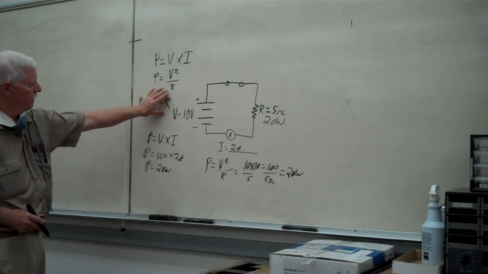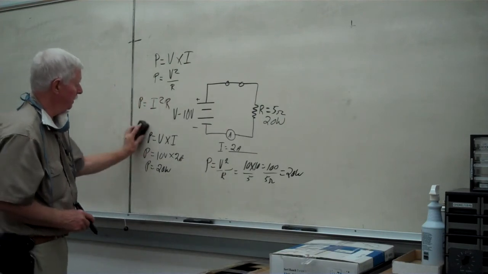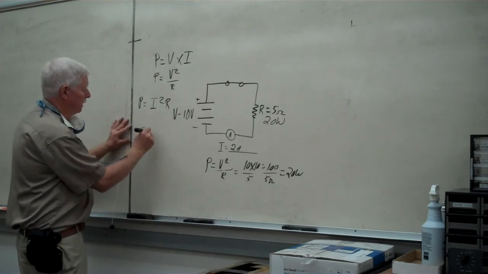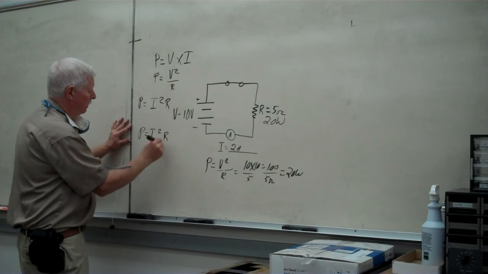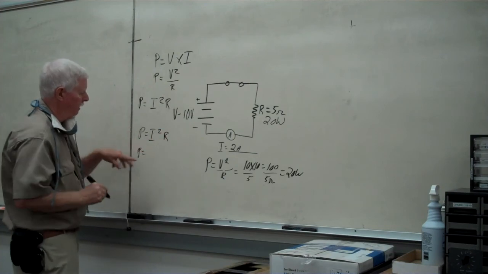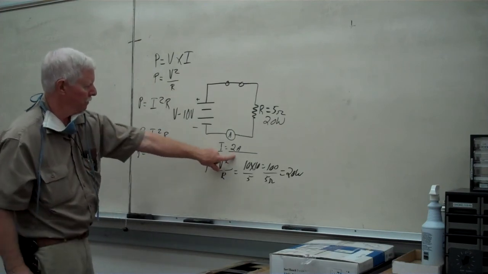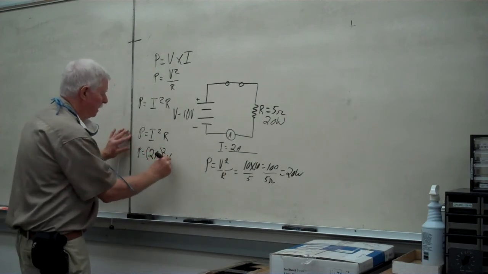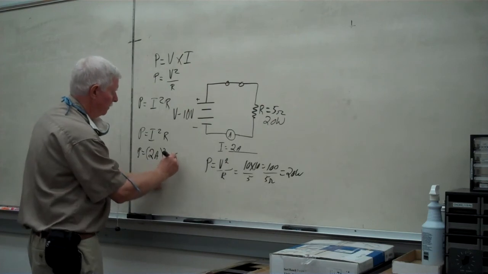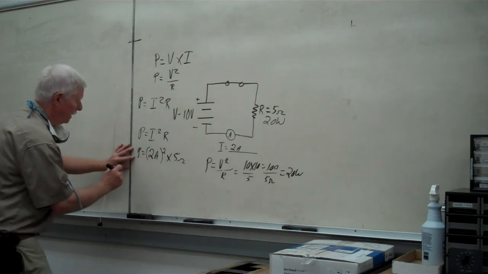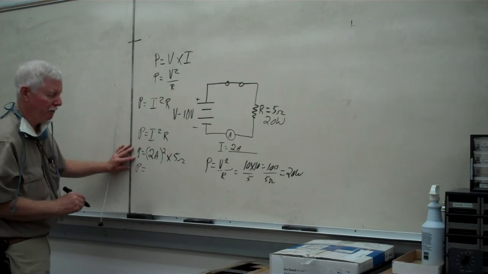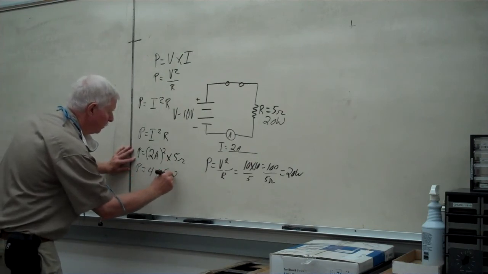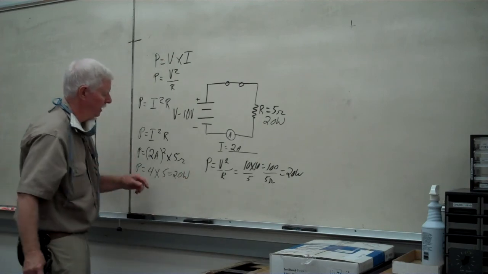In the third variation of the power formula, we're going to see how we can use I squared R. In this particular one, I squared R, the power is going to be equal to 2 amperes squared times the resistance, which was 5 ohms. Power is then equal to 4 times 5 ohms, or 20 watts.